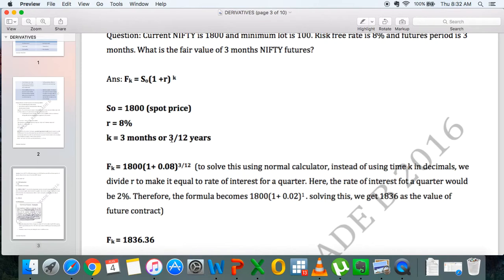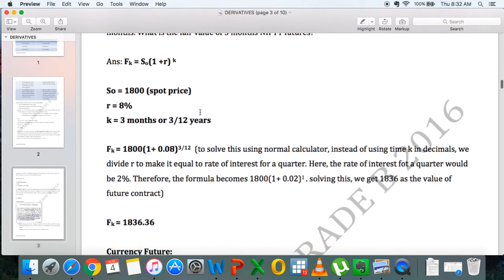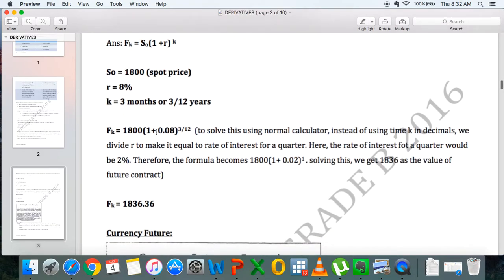Now 3 months can also be written as 3/12 years, right? So 3/12 years is the time period. Now here you do this: 1800 into (1+0.08) raised to power 3/12. Now this becomes difficult to solve through a normal calculator. So what we do is convert this into years, make this 1, and to convert into years we divide this by 4, because there are 4 quarters.